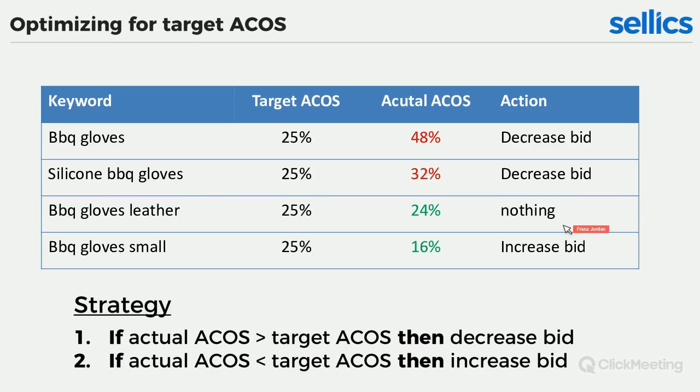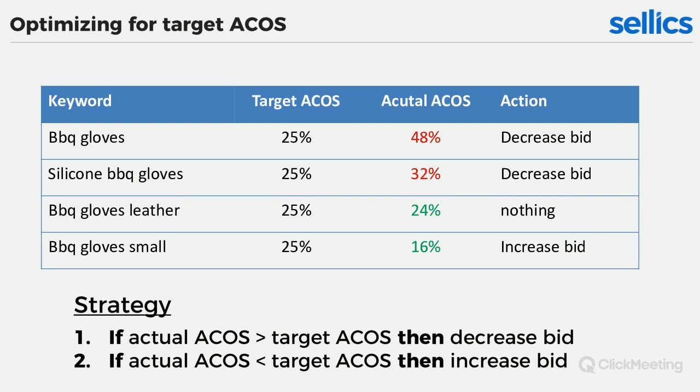And finally, we also have some keywords where the ACOS is below your target ACOS. So we have an ACOS of 16% while we're aiming for 25%. So here the action essentially would be to increase the bid. This is a bit surprising to some sellers, right? They wonder, why should I increase the bid if I have a very good ACOS?